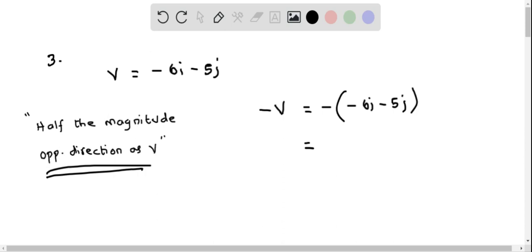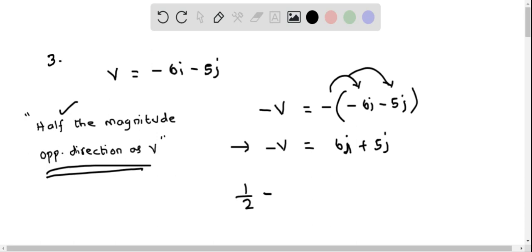So this equals, I can distribute this negative. So if you distribute this negative, we get negative of negative 6i is positive 6i, and negative of negative 5j is positive 5j. So we get this vector, negative of v vector equals 6i plus 5j. So this is the vector which is opposite to the direction of v vector. Now we just have to take half the magnitude of this vector. That is, we have to multiply this quantity by half.